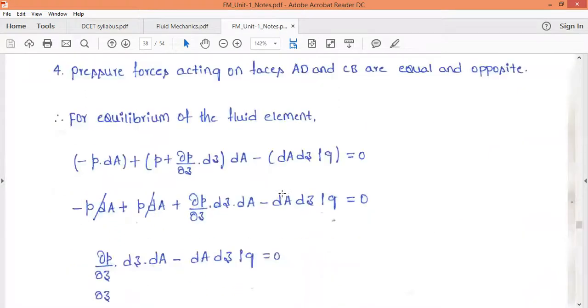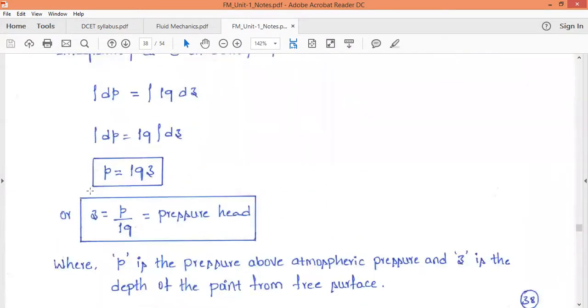If I integrate this equation, then we get p is equal to rho g z, where z is the depth. Means pressure increases if we move deeper, in the downward direction, and the pressure at any point in the static fluid is given by the hydrostatic law, that is P is equal to rho g h or rho g z.